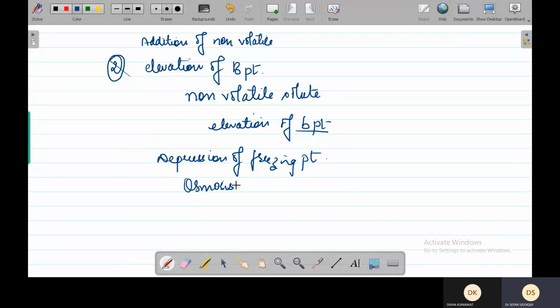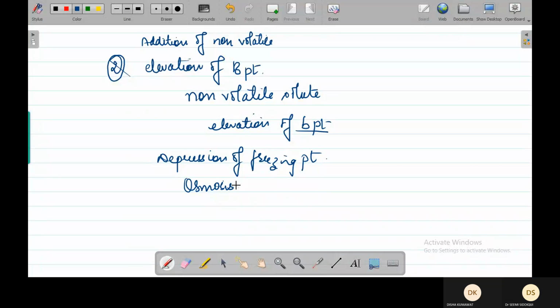Next is your osmotic pressure. Osmotic pressure of a solution is the excess pressure that must be applied to a solution to prevent osmosis. Basically, it is the pressure needed to stop the passage of the solvent molecules into the solution through a semi-permeable membrane.